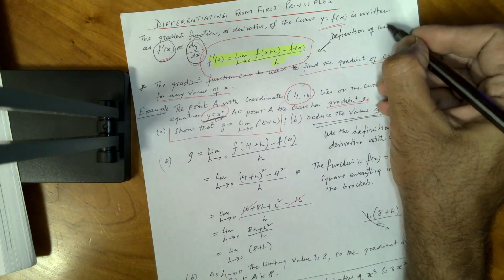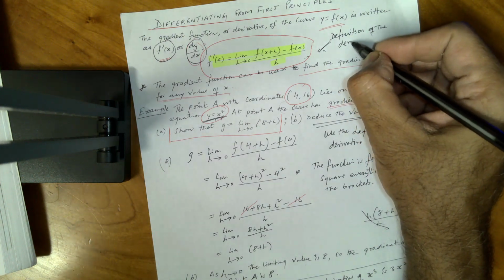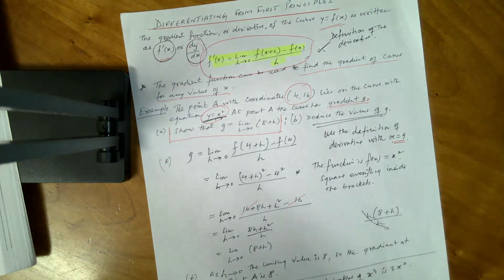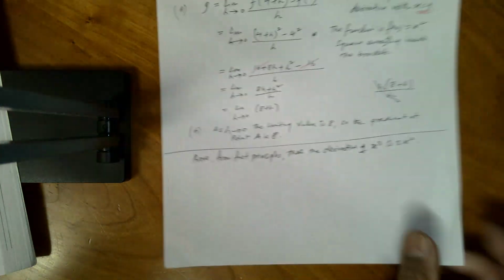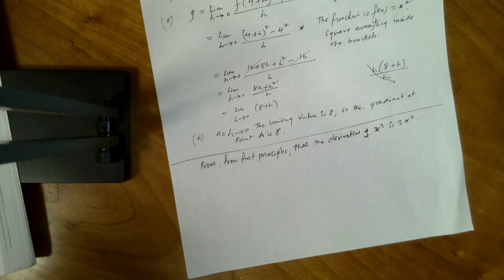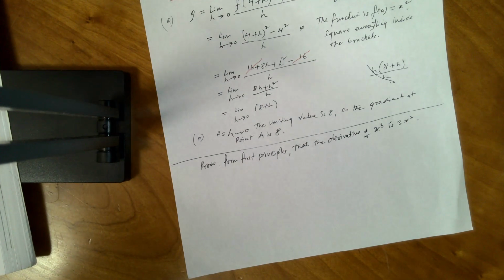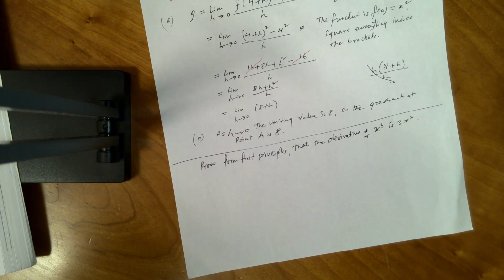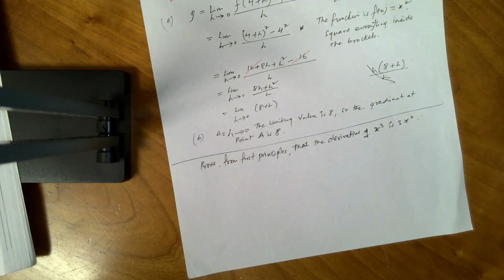Definition of the derivative. Okay, so you are starting your proof with the known definition. So that is an example of proof by deduction. Okay, later on you will see that we have all set the rules.